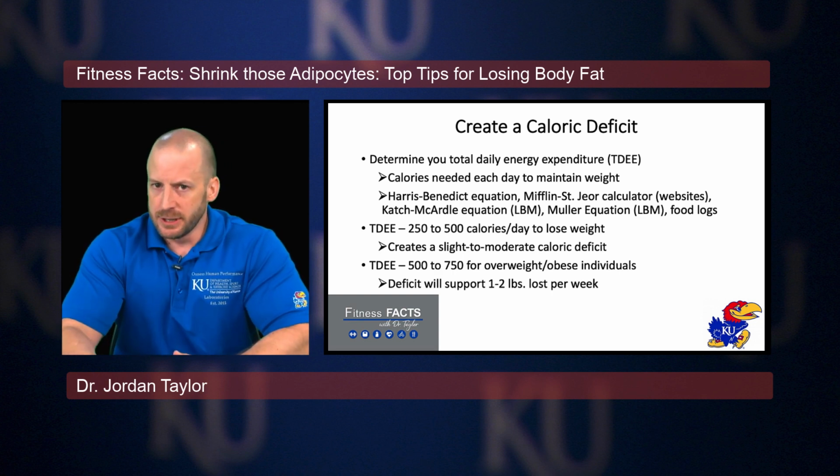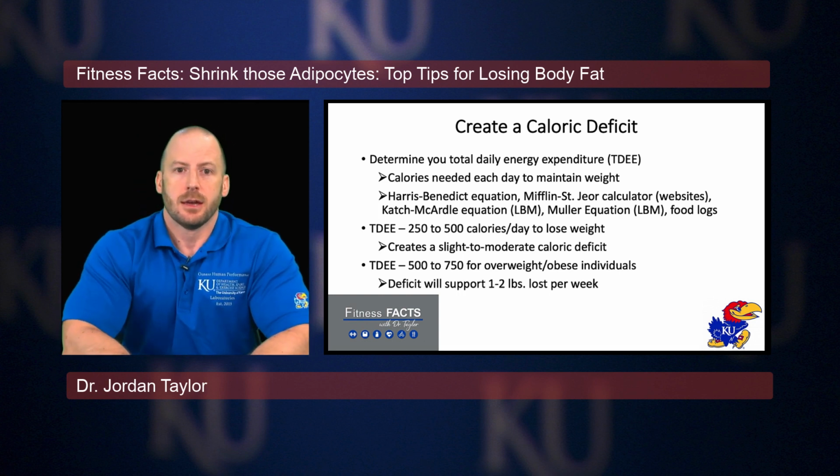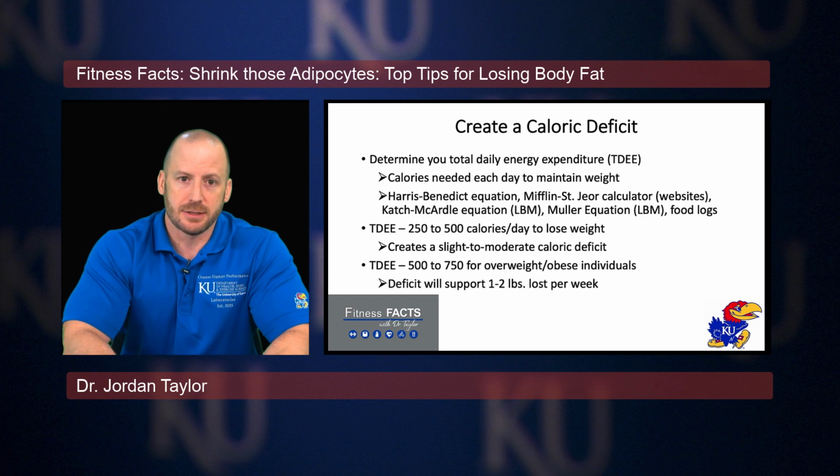Because again, if you have more lean tissue, you tend to have a higher resting metabolic rate or basal metabolic rate than somebody with less lean tissue. Food logs, right? Again, figuring your average daily caloric intake over several days. And then, if you're wanting to lose weight, you would subtract 250 to 500 calories each day to create a slight to moderate caloric deficit.